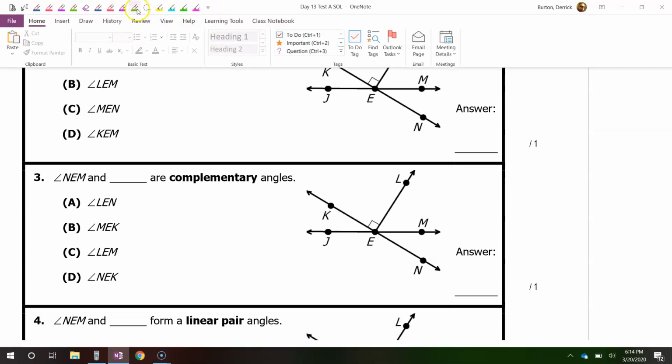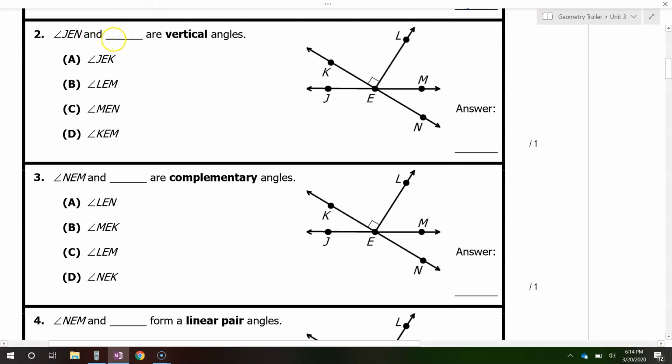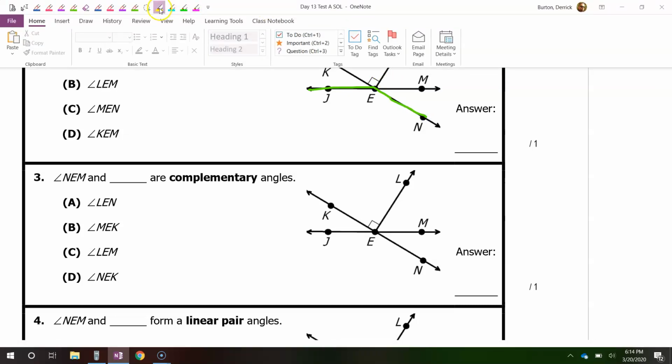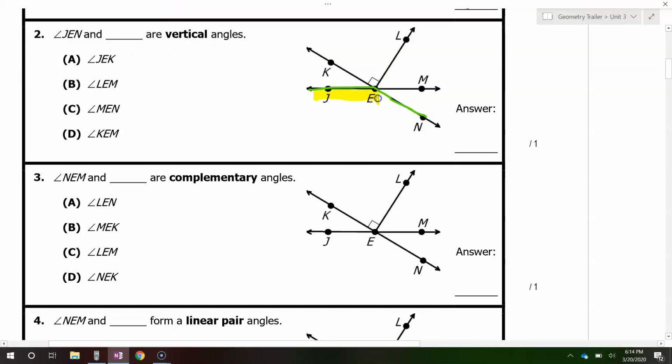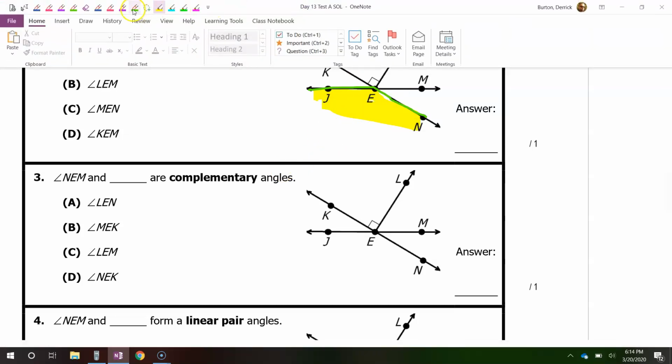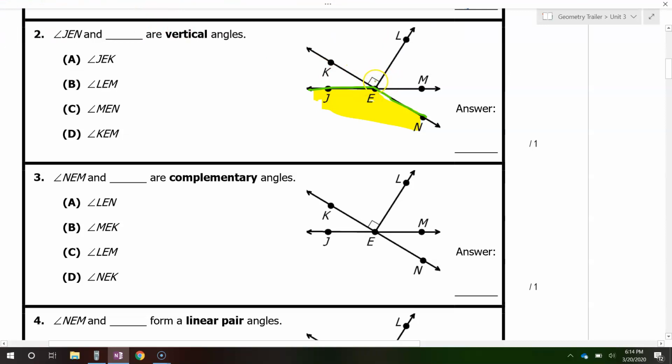Angle JEN. And what are vertical angles? Well, here's angle JEN right here. In fact, I'm going to go a step further and sort of color that angle in. So this is angle JEN. All right, so vertical angles should be directly across from each other. They sort of make an X.